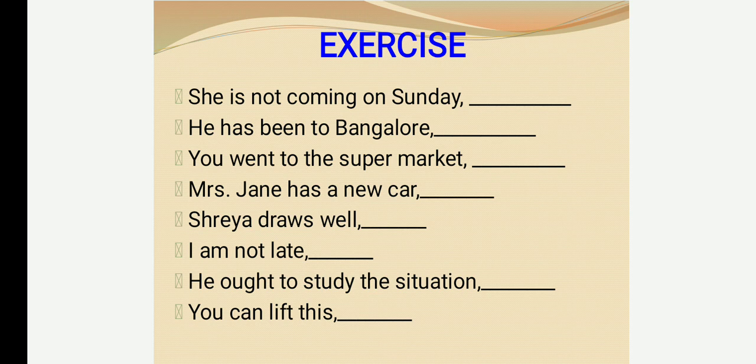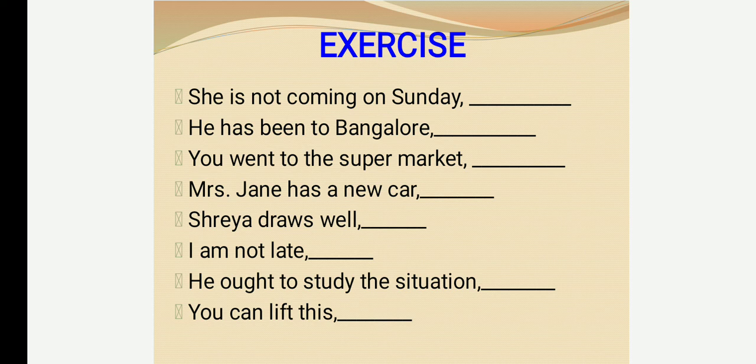She is not coming on Sunday. Here the sentence is in negative form and they have given the helping verb. It is easy for us to frame the question tag. Is she, ending with a question mark. She has been to Bangalore. It is affirmative, so we have to add the negative word not along with the helping verb, and we also have a helping verb in the sentence. Hasn't she, ending with a question mark.